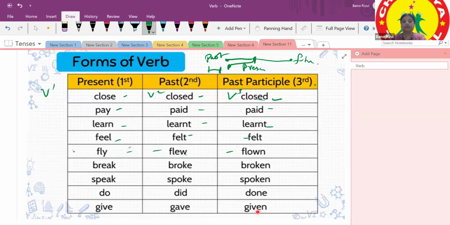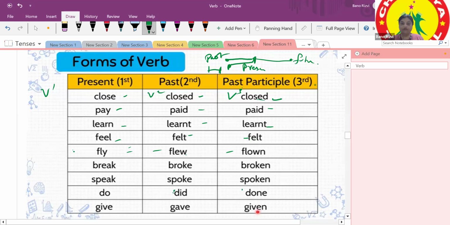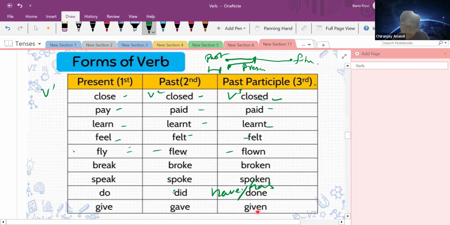So we have speak, spoke, spoken. Okay. Do, did, done. I want you to do the homework. I did the homework. I have done the homework. Often when we have the past participle, we use have or has, as in have done the homework, has done the homework. Ram has done the homework.